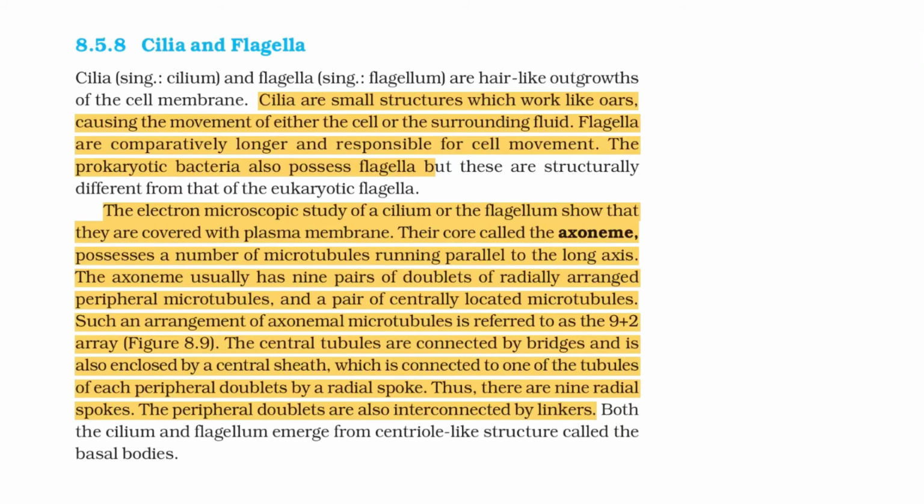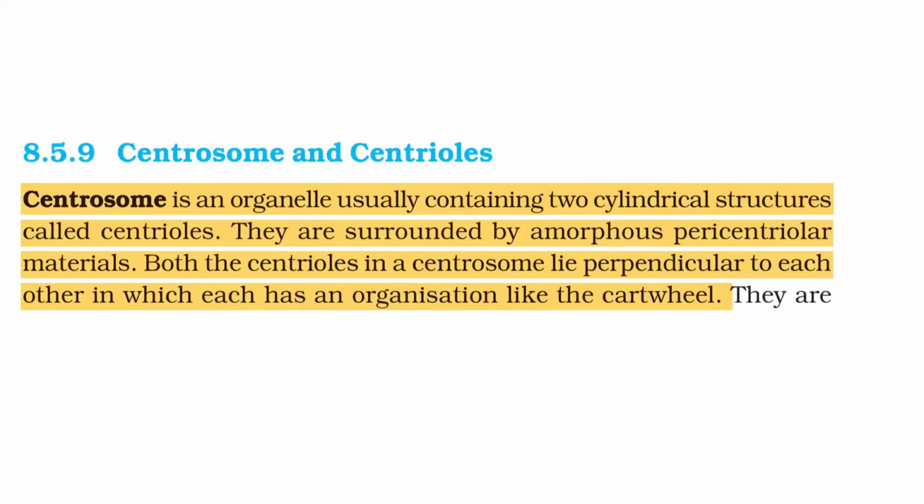The axoneme usually has 9 doublets, which are radially arranged, and a pair of centrally located microtubules. Such an arrangement we call the 9+2 arrangement: 9 outside and 2 in the center. The central tubules are connected by radial spokes. So these are radial spokes. All these structures are clearer in the diagram. So students, you have seen how cilia and flagella look in cross section.